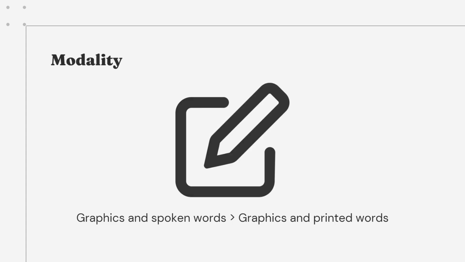Next is modality. Graphics and spoken words work better than graphics and printed words.